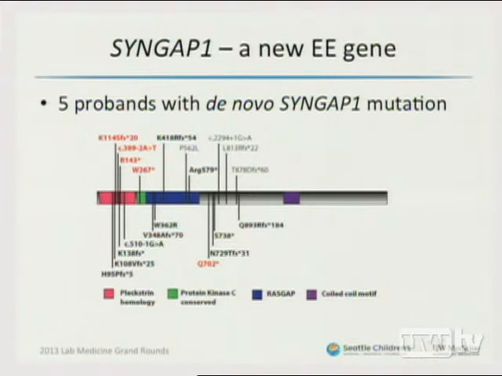So SYNGAP1 has been previously identified in intellectual disability cohorts. There have been several mutations reported. All of the mutations in black on this figure have been previously reported in the literature. But all of them that are bold are patients with seizures. So we think that seizures is really one of the primary phenotypes associated with mutations in this gene. And the 5 mutations that we identified are in red. And as you can see, they're all nonsense mutations.